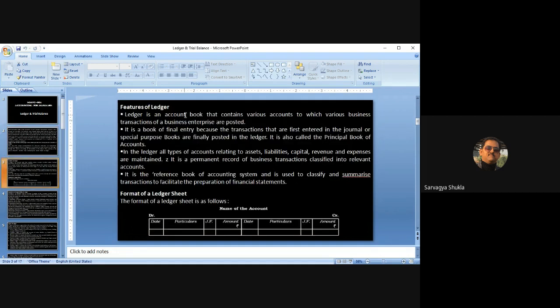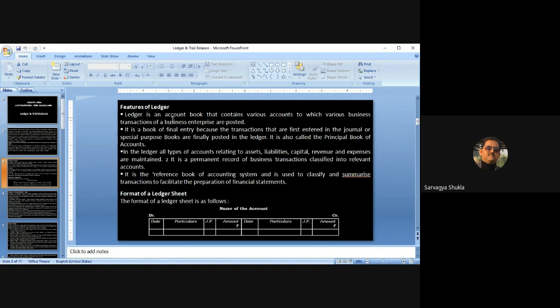Features of ledger. Ledger is an account book that contains various accounts to which various business transactions of business enterprises are posted. In the chapter of journal, we have learned that any business transaction recorded in the books of account is known as an entry, and when the entry is posted in the particular account, it is known as posting. The process of recording of the entries in a particular ledger is known as posting.